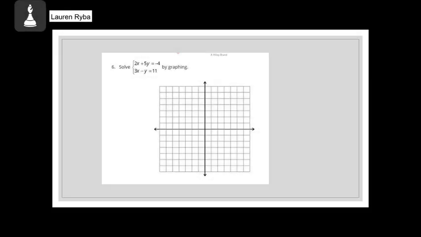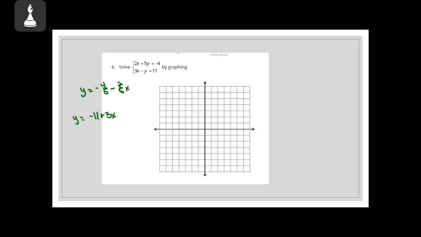So the next system we're going to solve is 2x plus 5y equals negative 4 and 3x minus y equals 11. Now, I went ahead and tried to solve this by hand. And when I did that, I got one equation, y equals negative 4/5 minus 2/5 x.